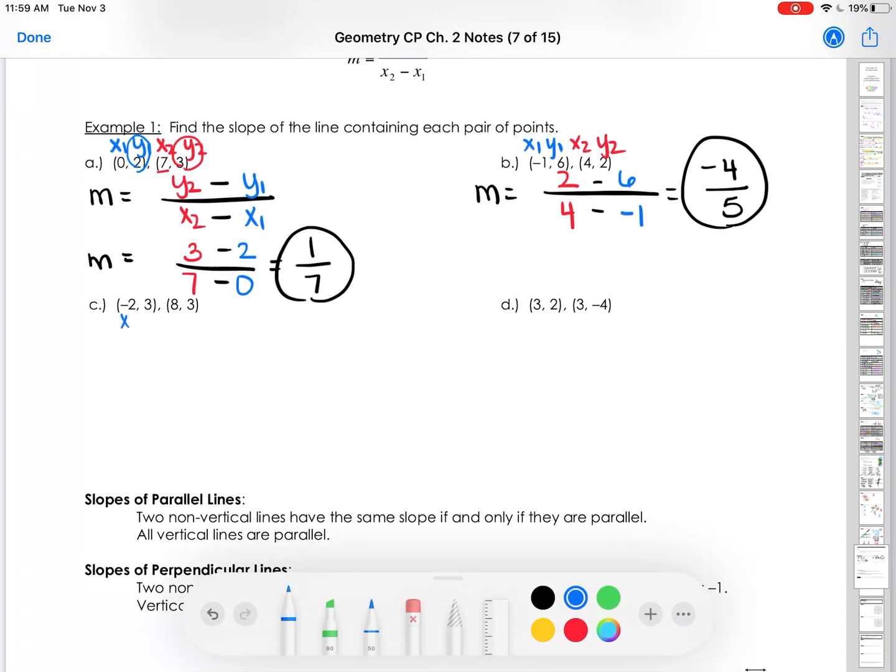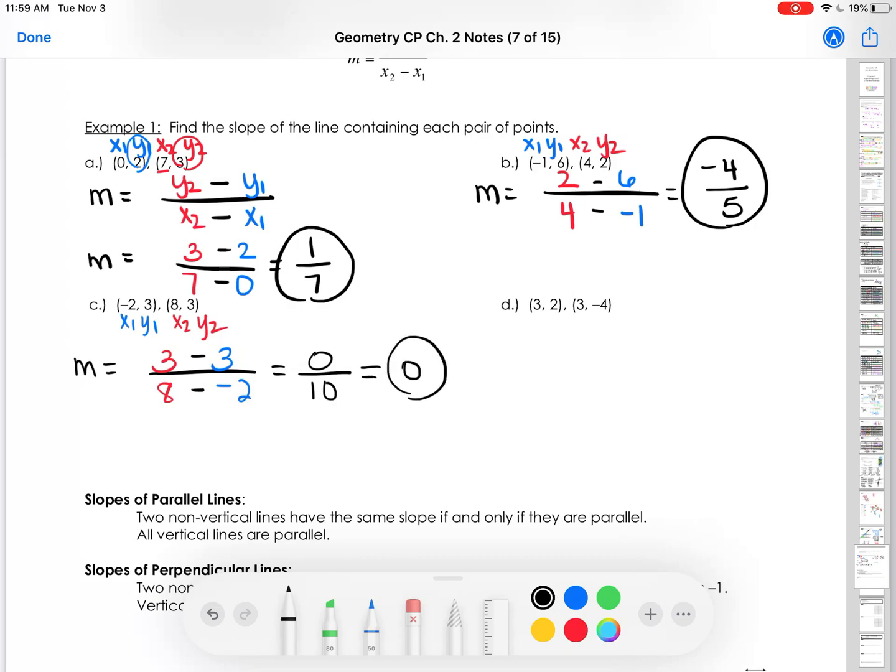In part C, we're going to do the same thing. We're going to label x1, y1, and x2, y2. Okay, so my slope again is going to be subtracting the y's over subtracting the x's. So let's see, y2 is 3, y1 is also 3, x2 is 8, and x1 is negative 2. So in the numerator I get 0, in the denominator 8 minus negative 2 is 10, and 0 divided by 10 is 0. So I'm going to get 0 for my slope here.